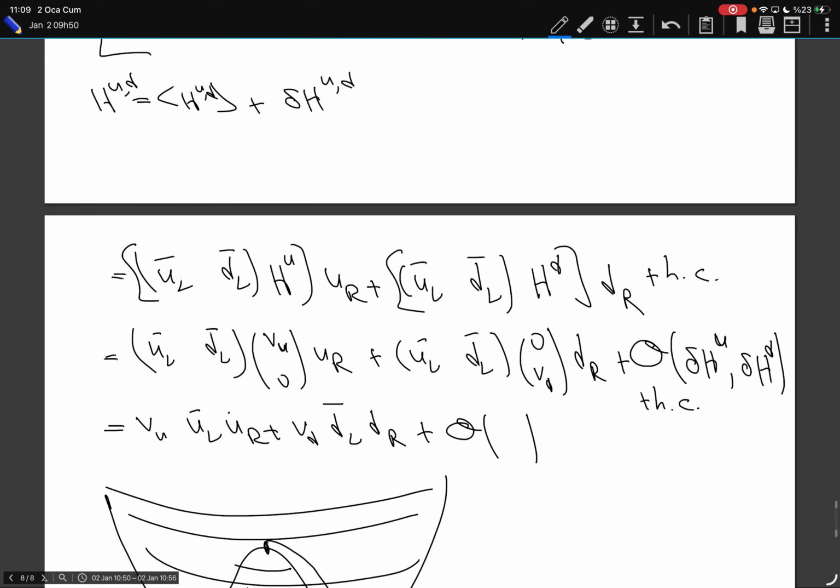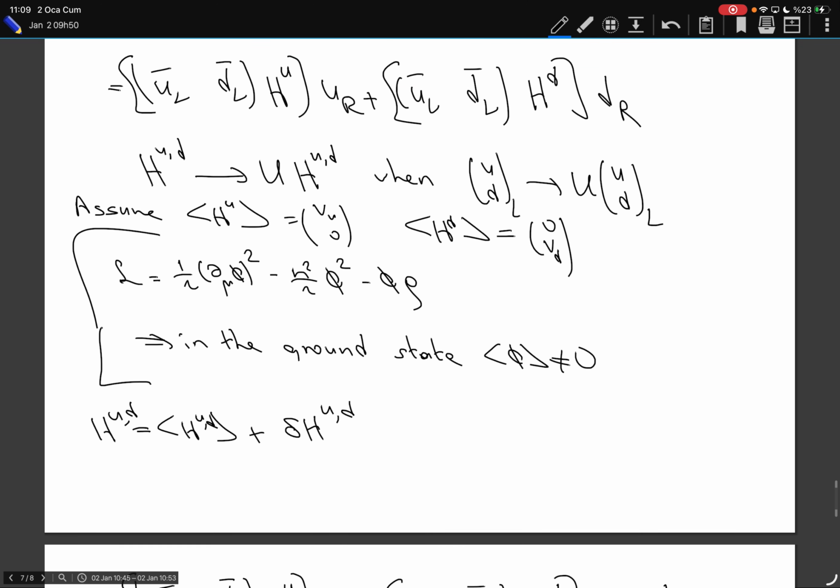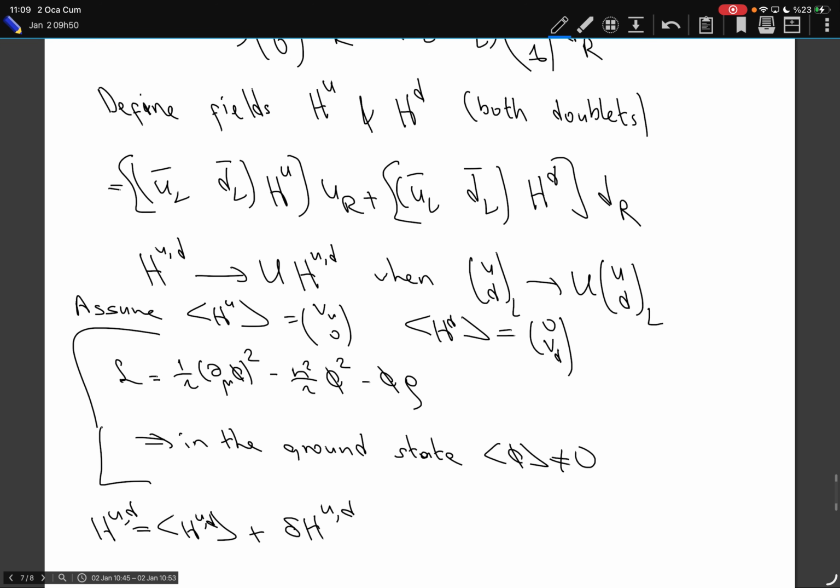Okay, so let me start by asking this question. Here I define two fields, HU and HT. The only requirement that I have is that one of them, in the ground state, has a vacuum expectation value or a condensate which has only the upper component. The other one has only the lower component. That's the only requirement I have.